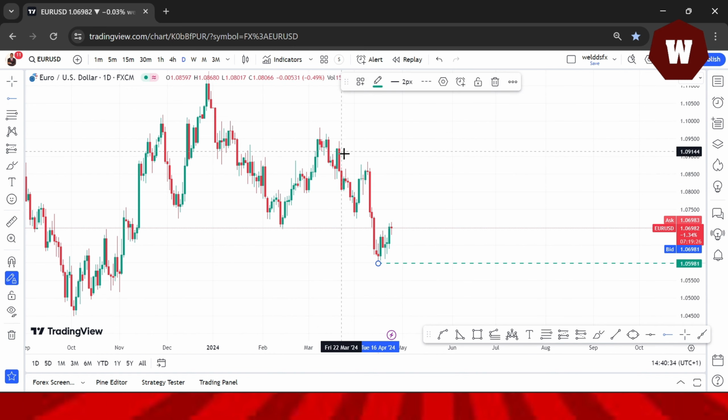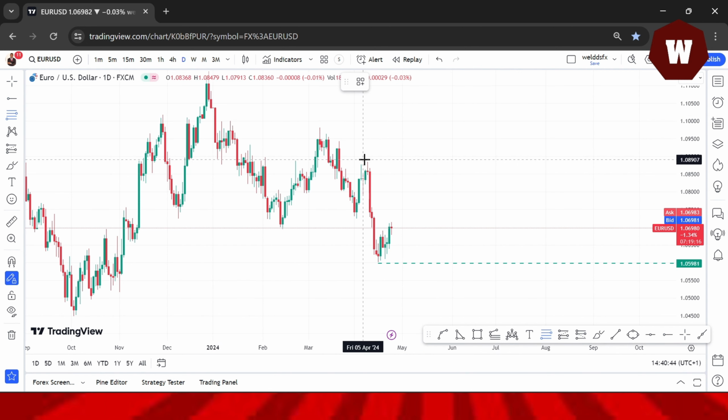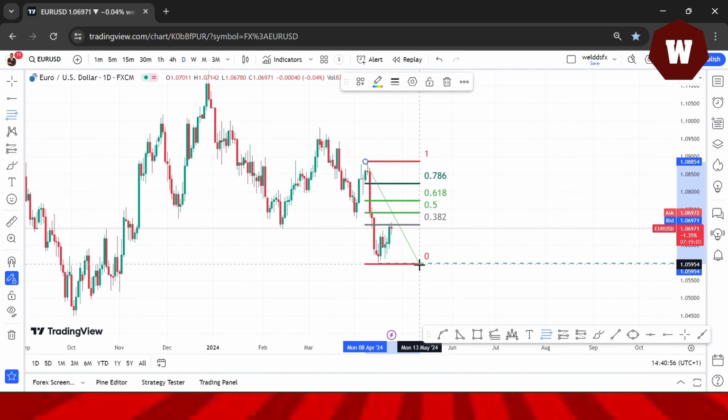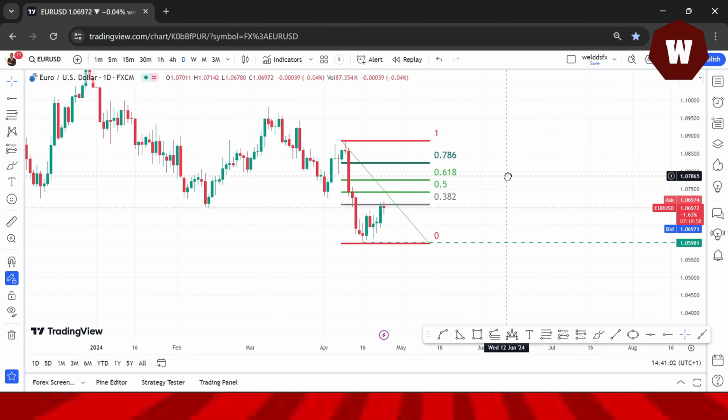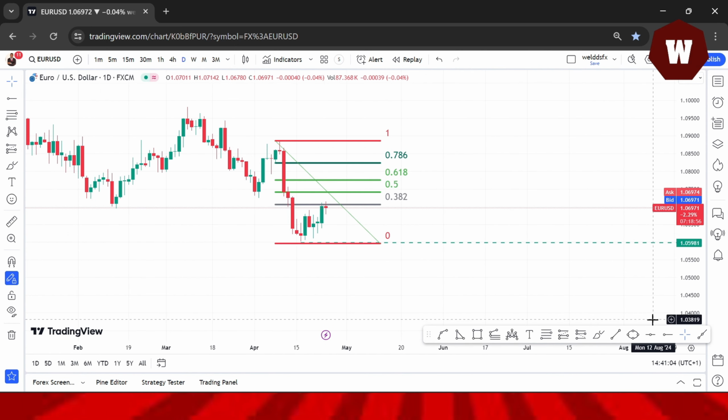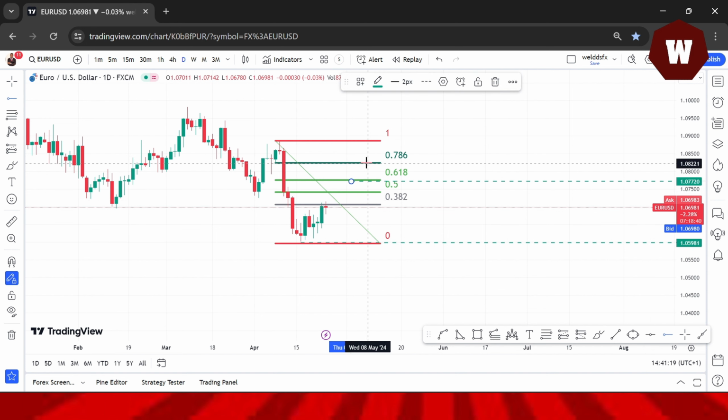I used the Fibonacci retracement because you can see from here that we are in a downtrend. From this level, I drew the Fibonacci retracement from here to this point. I told you guys that I'm expecting to take a sell on this trade, so I actually placed two pending orders, one at the 61.8 fib level and the other one at the 78.6 fib level.